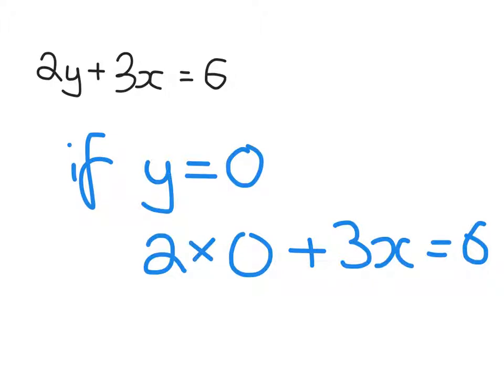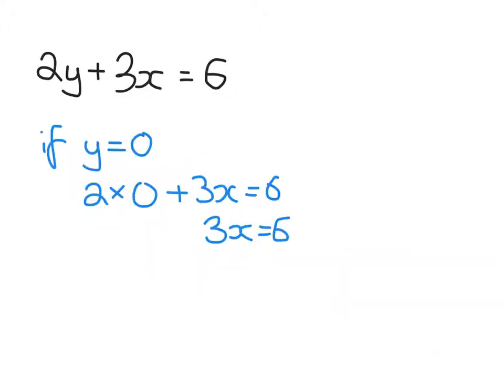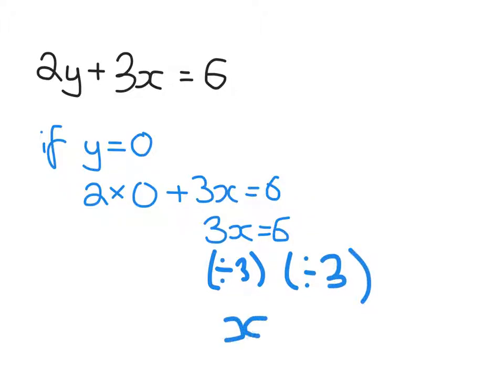And if we tidy that up, 2 times 0 is 0, so we end up with 3x on the left hand side and 6 on the right hand side of the equation. Now to find the value of x, we're going to do the opposite to 3 times x, so we're going to divide by 3 on one side, and if we divide by 3 on one side, we have to do it to the other, and if we do that, we end up with x is equal to 2.